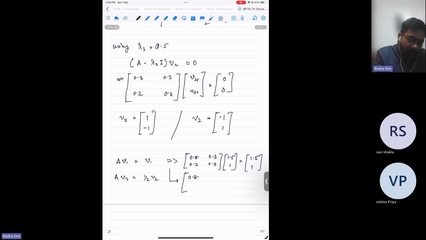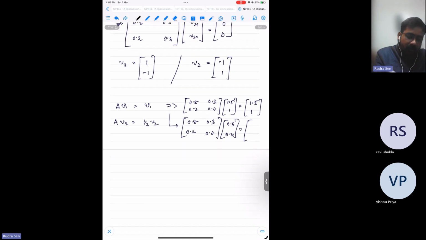And if we do the same thing with the matrix 0.8, 0.2, 0.3, 0.7 with 0.6, 0.4, what we get is 0.48 plus 0.12. What is 0.48 plus 0.12? Am I doing something wrong? Let's check. 0.8 into 0.6, plus 0.3 into 0.4. Oh, sorry. Yes, 0.48 plus 0.12 is basically 0.6. That's true. And 0.12 plus 0.28 is basically 0.4, right?